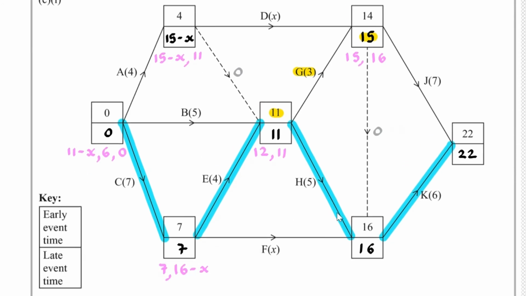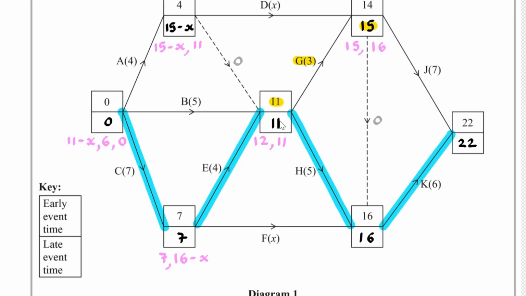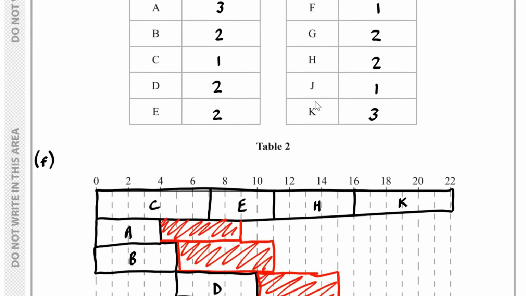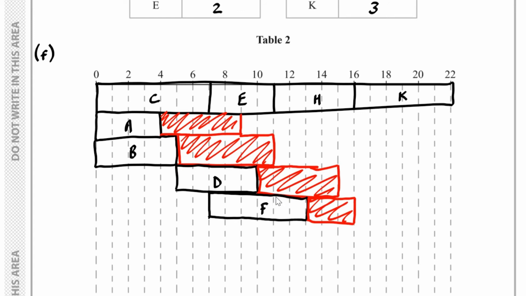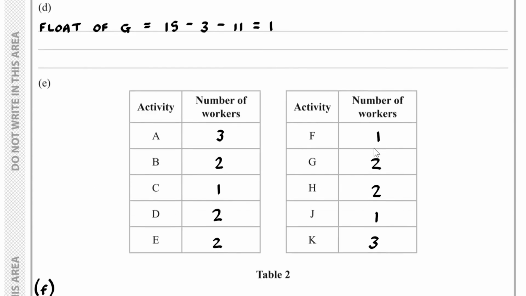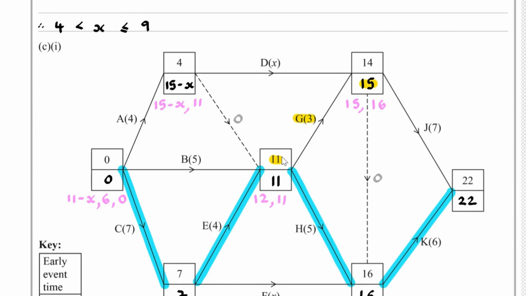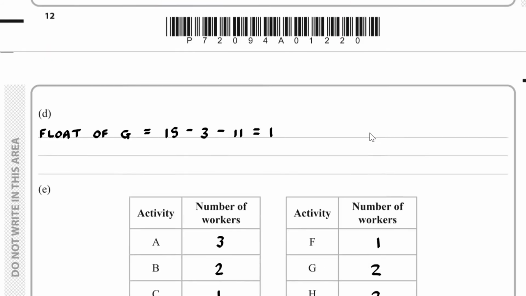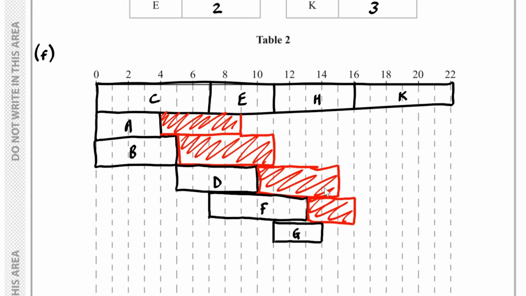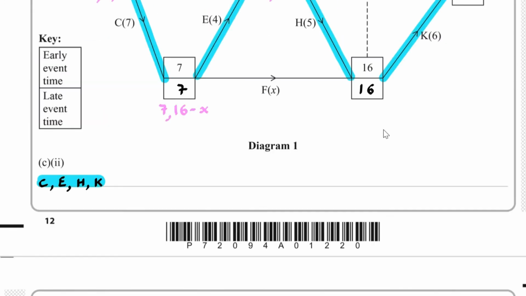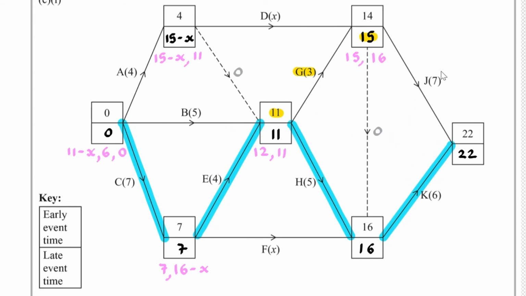So G starts at 11 and it's got a duration of 3. So here is where G is, duration of 3, and the float of this, well, 11 plus 3 plus 1 is 15. So it's got a float of just 1. So we've done G. H and K are critical, what's left over is J.